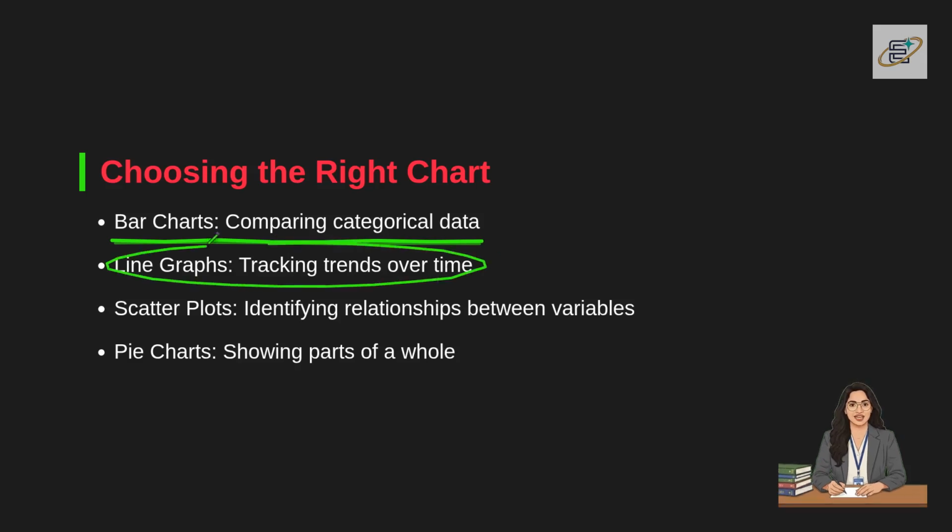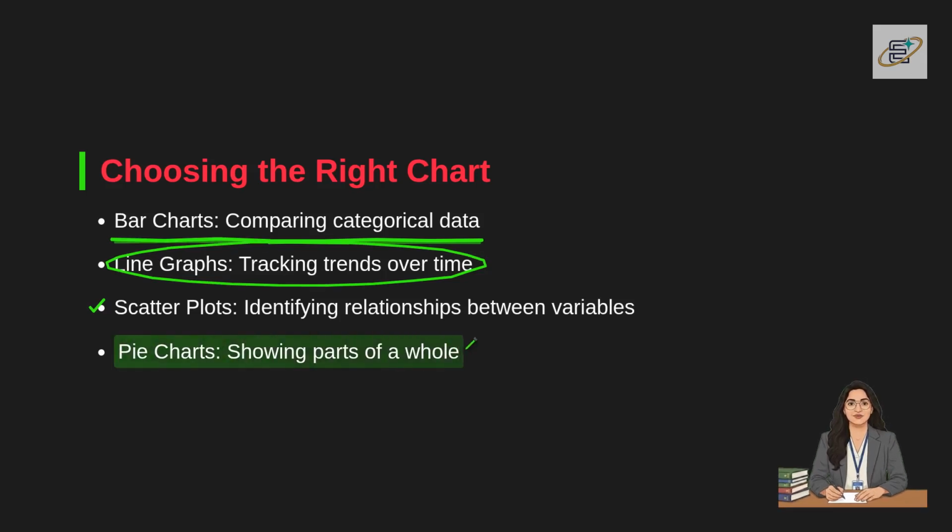Next, we have line graphs. You should almost always use a line graph when you are tracking trends over time. If you want to show how revenue grew from January to December, a line graph perfectly illustrates that continuous journey. Then, there are scatter plots. These are essential for identifying relationships or correlations between two different numerical variables, like seeing if higher advertising spend correlates with higher sales. Finally, we have pie charts. These should be used sparingly, but they are effective for showing parts of a whole, like market share.